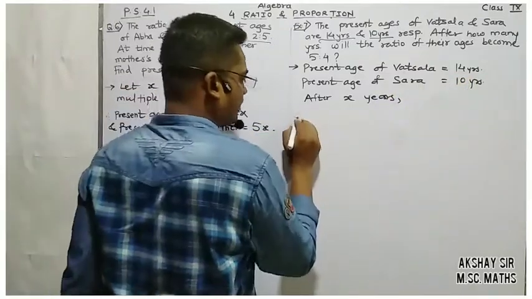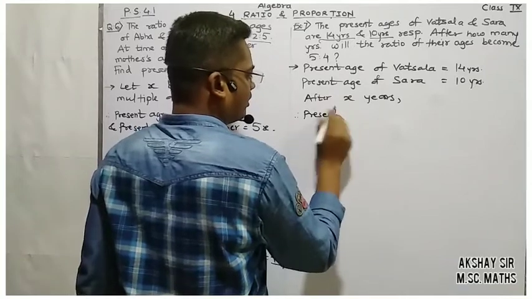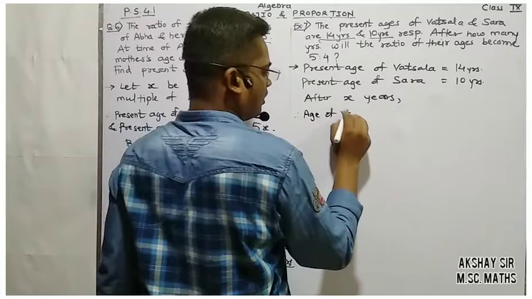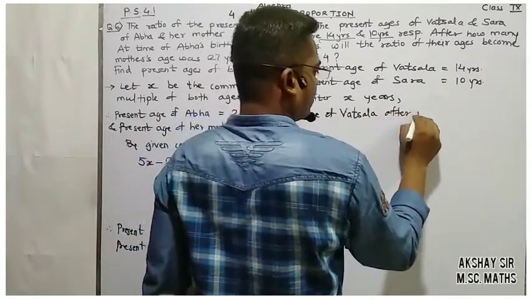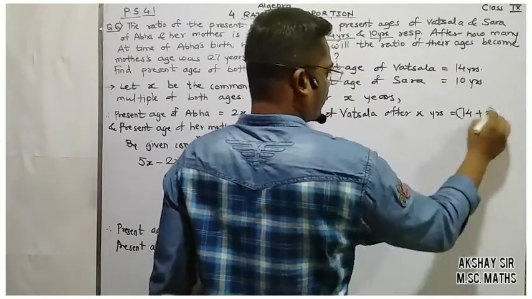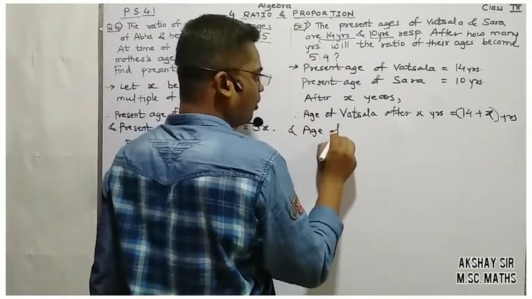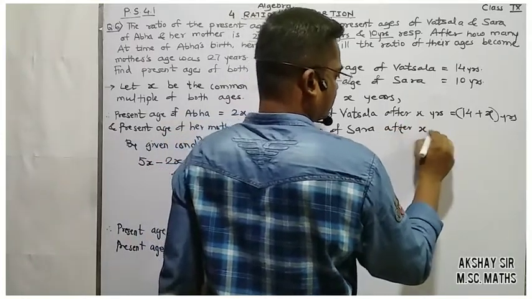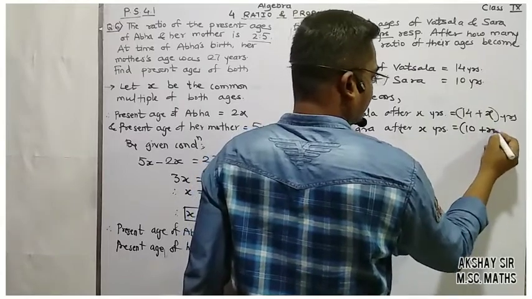So that means in the present ages, their x years will be added. So the present age of Vatsala after x years will be 14 plus x. Yes, and similarly, the age of Sara after x years will be 10 plus x years.